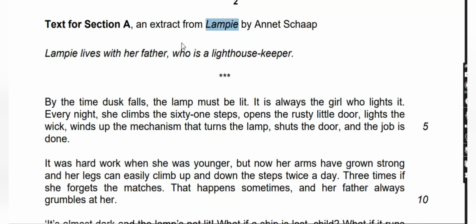Lemby. Lemby lives with her father, who is a lighthouse keeper. So, how could I know Lemby is a name of male or female? Easy, just by checking it's her father, which means she's a girl. And here, as you see, is a girl.